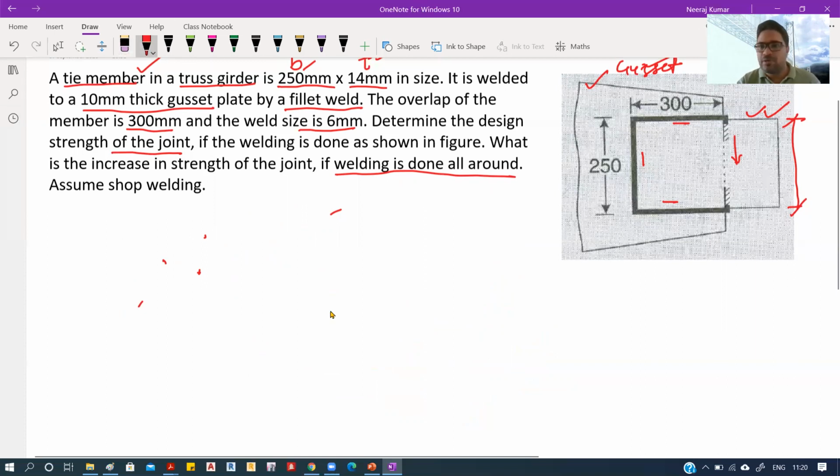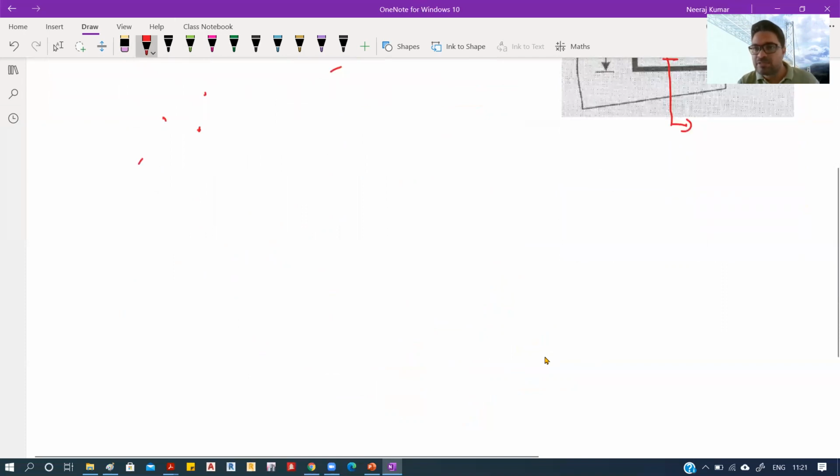Now, if we cut this section along this, how will it look? We will try to understand. It will look like this. So this is the gusset plate, and the other member which is being connected with it looks like this. And there is a fillet weld, so the fillet weld will be this one. Similarly, on this side also, it will look like this.